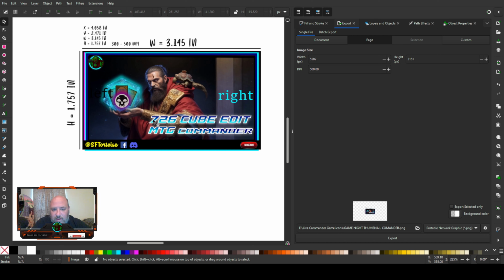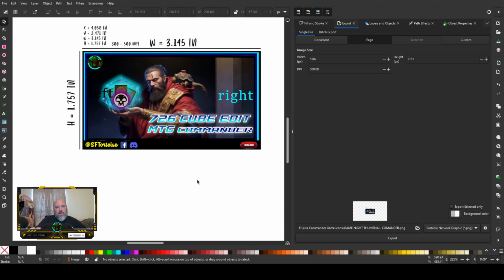The thumbnail says, "726 Cube Edit, MTG Commander, Commander Cube," right? And so what you should take from this is look how simple it is. I got this nice image in the middle, and in the middle of this whole thing is a character, and the character is holding the theme of the show, the black mana symbol. But another thing I want you to take from this image is look how easy it is on the eyes.